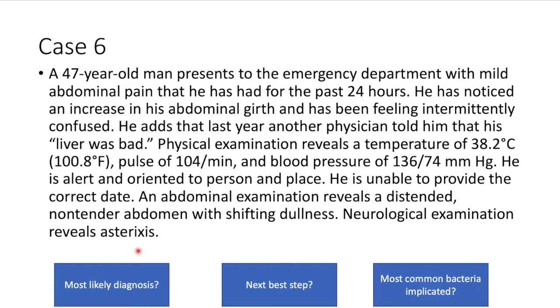So for SBP, most common bacteria, it's really probably just going to be one of the normal GI bacteria. So E. coli would probably be what you would go for. Yeah, okay, yeah, I thought so. Good.